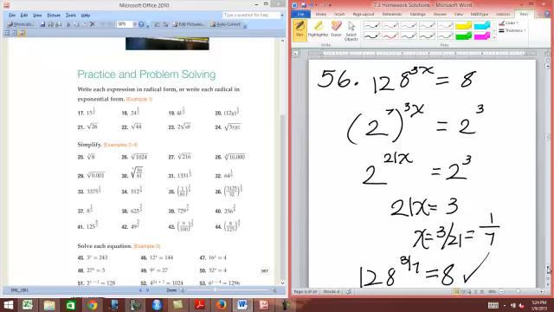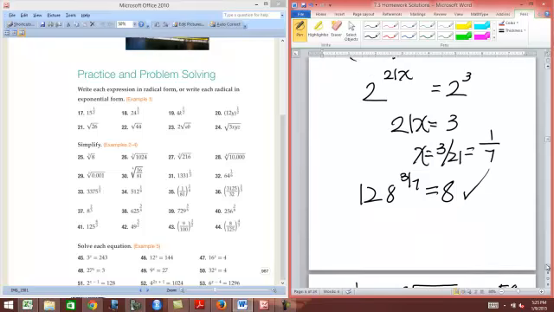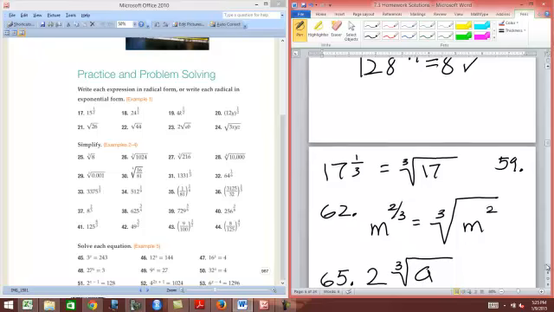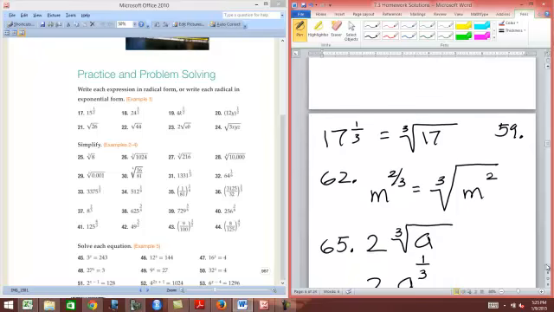56. 128 to the 3x equals 8. Okay, 128 is a power of 2. It's 2 to the 7th. 8 is 2 cubed. So 2 to the 7th, to the 3x, equals 2 cubed. 2 to the 21x equals 2 cubed, so 21x equals 3. x equals 1/7. And 128 to the 3/7 equals 8. Yes, it does. Okay, 59.